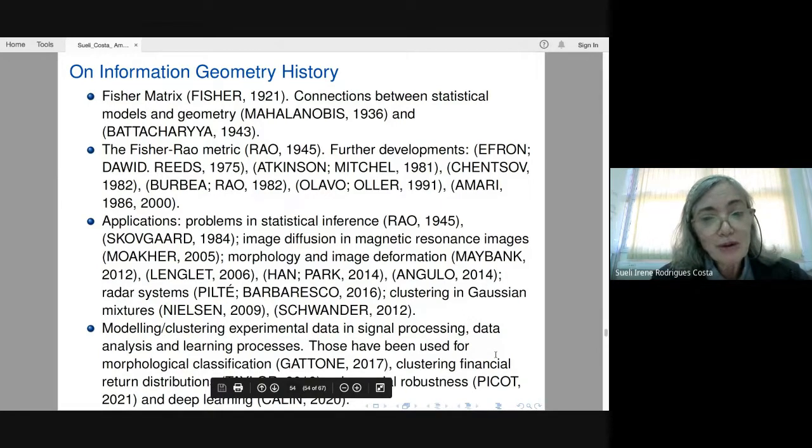I mention some previous work. It is interesting: this work, for instance, is regarding classification of fishes in the Mediterranean, and it uses the Fisher-Rao metric, which I will mention next.